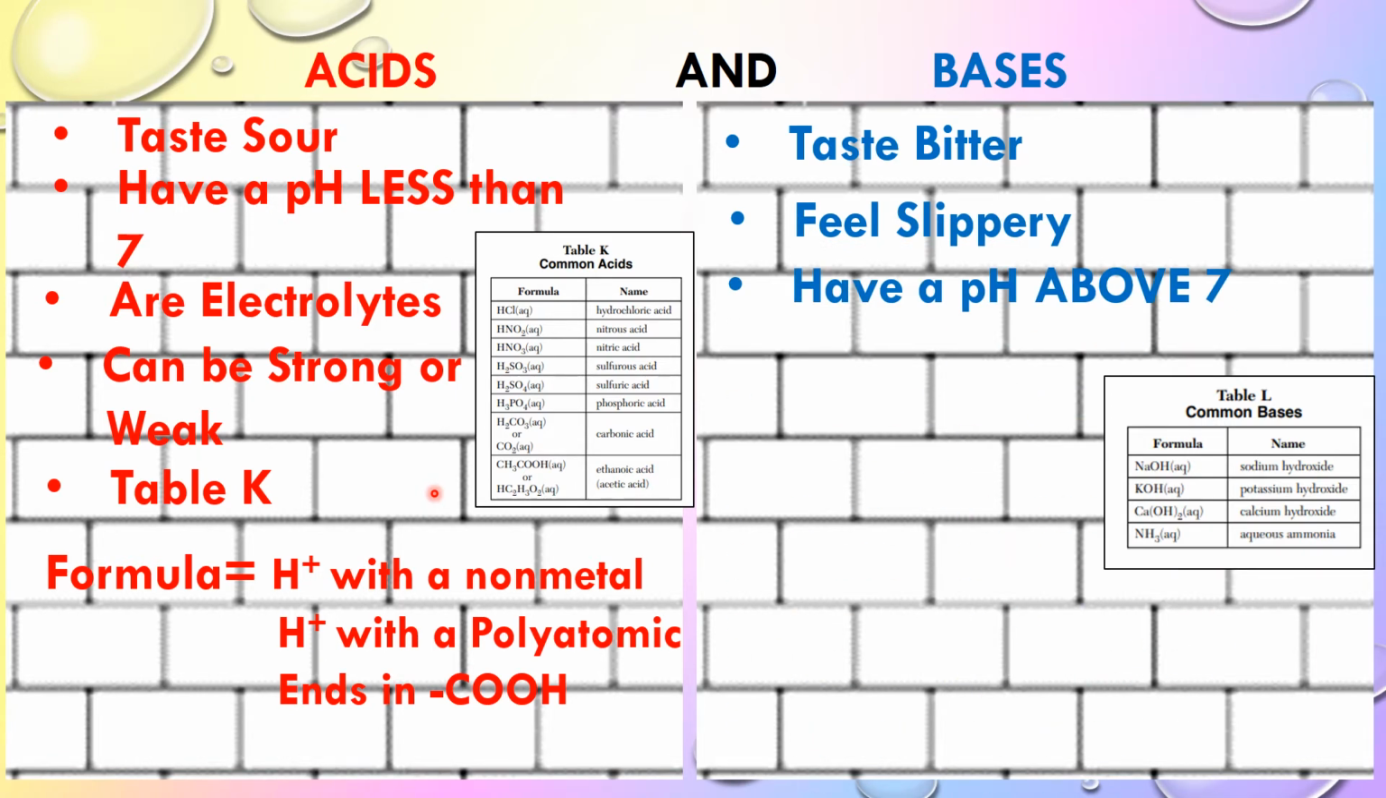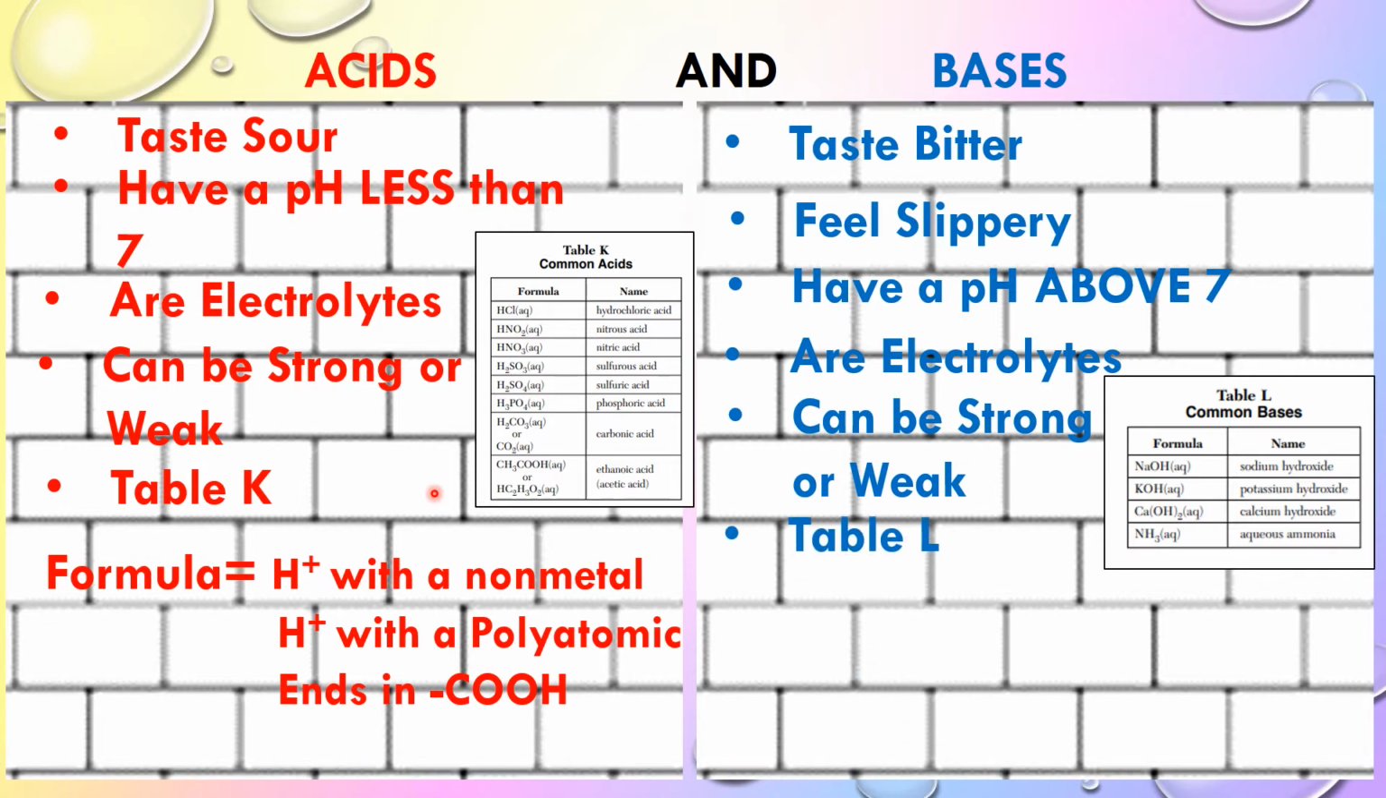They have a pH above 7 on the scale, so anything 8, 9, 10, obviously going up to 14, is going to be a base. They're electrolytes. Again, ABS: acids, bases, and salts are all electrolytes. They can be strong or weak. You're going to find them in table L. It's on the same page as table K.